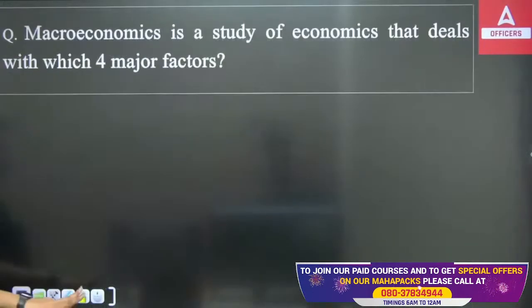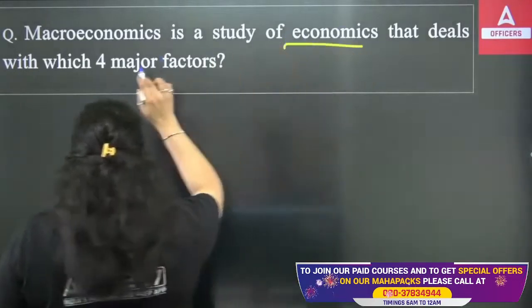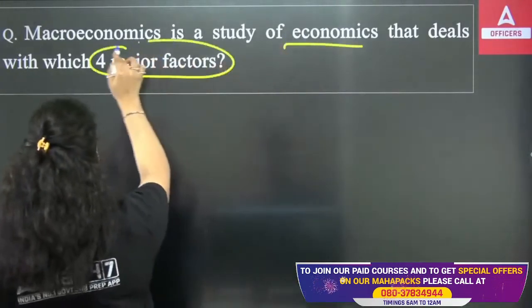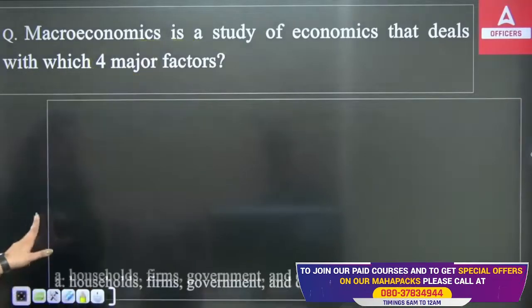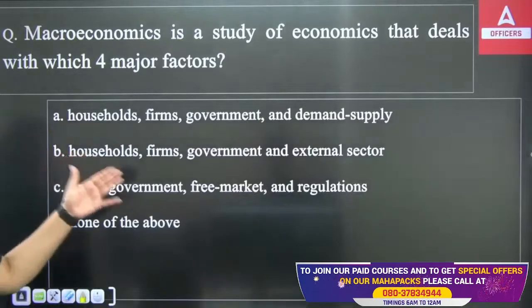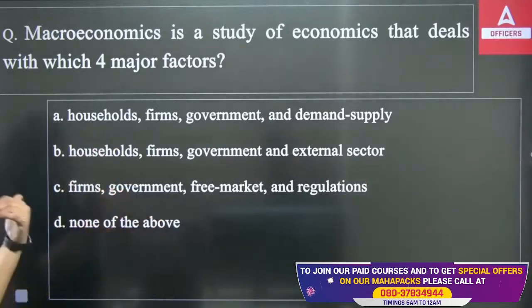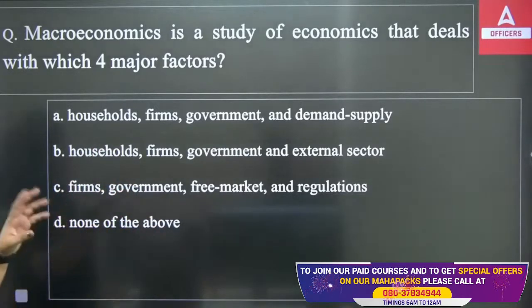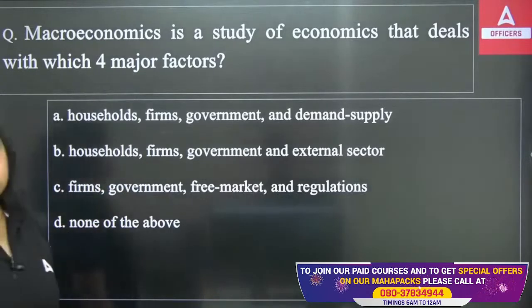Okay. Next question. Macroeconomics is a study of economics that deals with the 4 major factors. Macroeconomics talks about the economy as a whole. So it deals with the 4 major factors, and the options in front of you are these. Household, firm, government, demand and supply. Household, firm, government, external sector. Firm, government, free market, regulation, or none of the above. So what do you think? Which of the following are the 4 factors that the study of macroeconomics deals with?